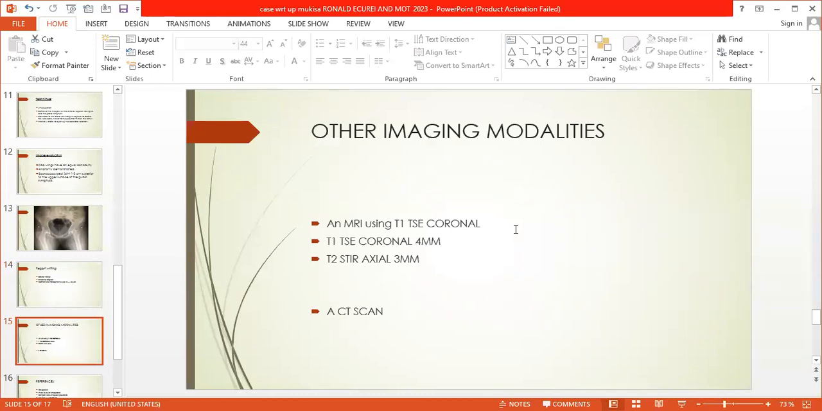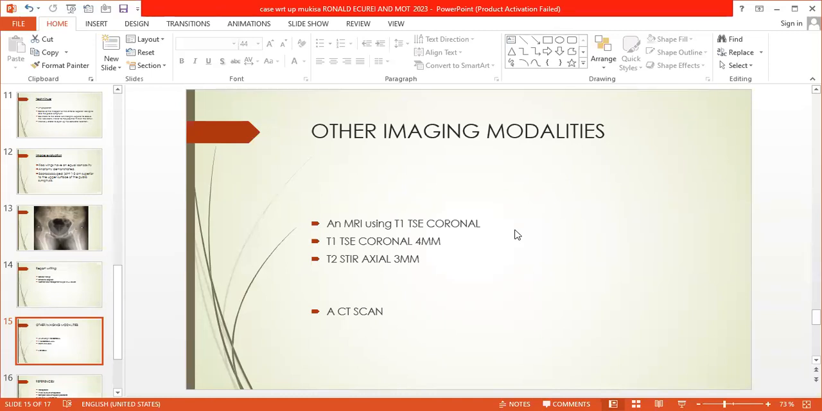Other imaging modalities: we can do an MRI, a T1 turbo spin echo coronal 4 millimeters, a T2 star axial 3 millimeters. Okay, in summary, we can go for MRI as another modality. Because when I start talking about turbo spin echoes, those also need a full presentation. Then we can also do a CT scan following the pelvic protocol.